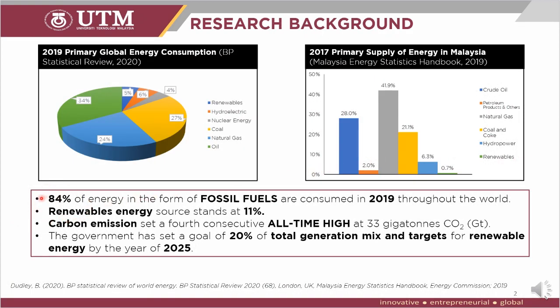For the introduction, 84% of energy in the form of fossil fuels was consumed in 2019 throughout the world. As you can see from the figure above, in the primary global energy consumption, renewable energy sources stand at 11%. Carbon emission recently recorded a fourth consecutive all-time high at 33 gigatons of CO2 emission per year, and the government of Malaysia has set a goal of 20% of the total generation mix and targets for renewable energy by the year 2025 in order to mitigate these effects. As you can see from the figures, they show the 2019 primary global energy consumption and also the 2017 primary supply of energy in Malaysia.